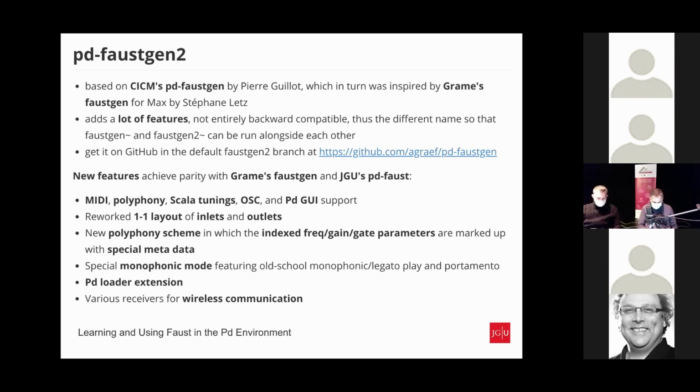So I have indexed frequency gain gate parameters. All the voices are in one Faust program, and you just sum them up. But that opens the possibility that you can have sympathetic strings and similar stuff working in this scheme. And so we see some new metadata, which is almost like the old, but not quite. But I'm going to discuss that.